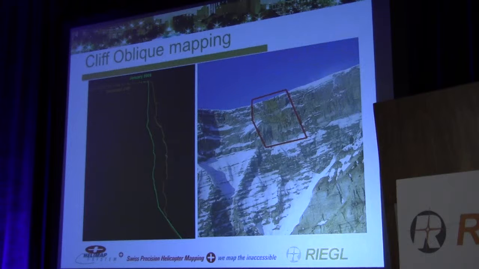For example, cliff mapping here, there is a huge rockfall. For a scale, this is about 35 meters wide and 5 meters thick. And no way to use terrestrial laser scanners since you don't have anything in front. So the helicopter was the only way to do this.